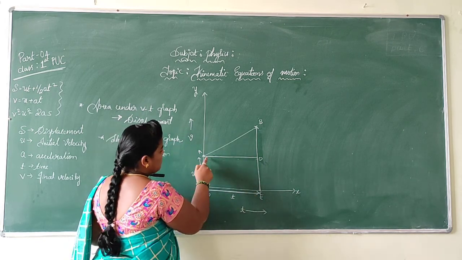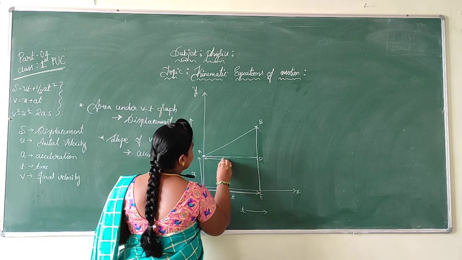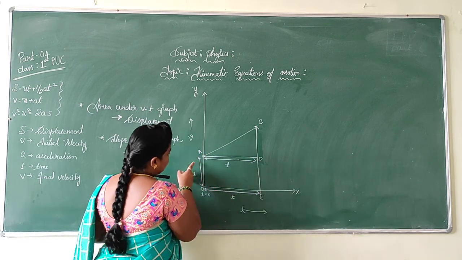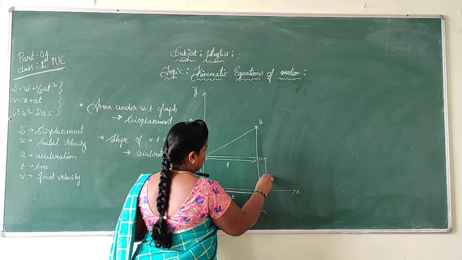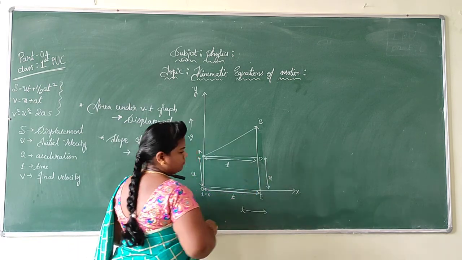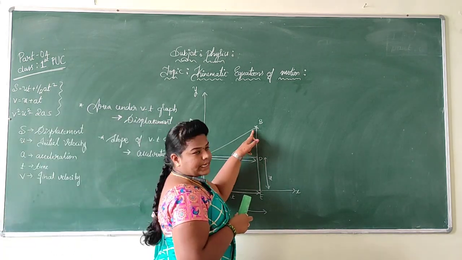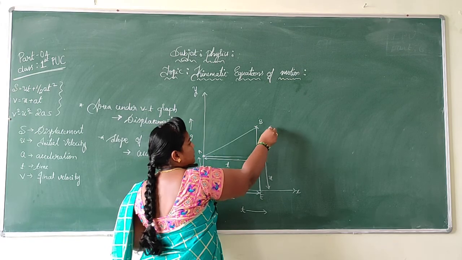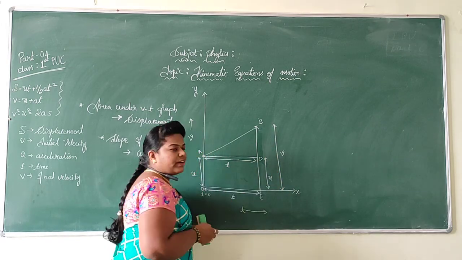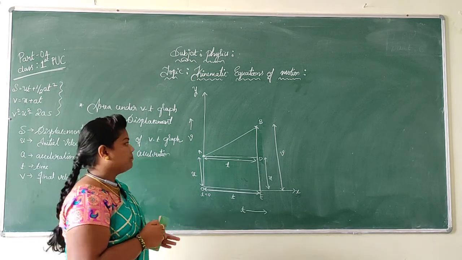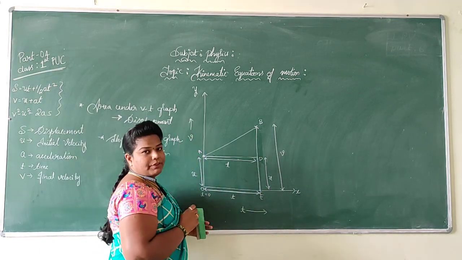Then OC is parallel to AD, so the term AD is also equal to t. Similarly, AO is parallel to DC, so this value is also equal to u. I told you that the object is going to end its journey at B. When it ends its journey, the final velocity is considered as v. Therefore, BC is taken as v.